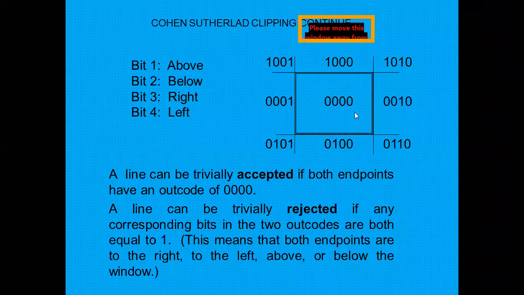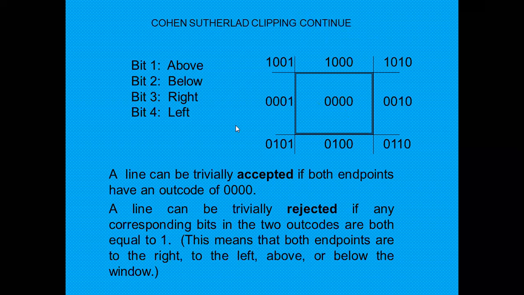If any image, line, or point lies inside the window, then it is mandatory that the output for that must be 0, 0, 0, 0. Then how will we calculate whether it is coming 0, 0, 0, 0 or not? First we will calculate the values of bit 1, bit 2, bit 3, bit 4.